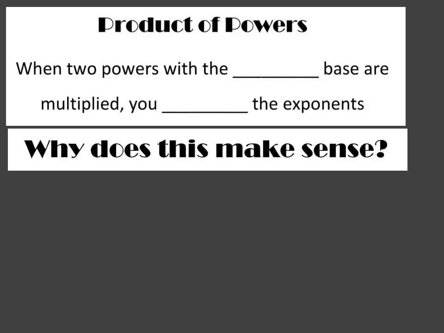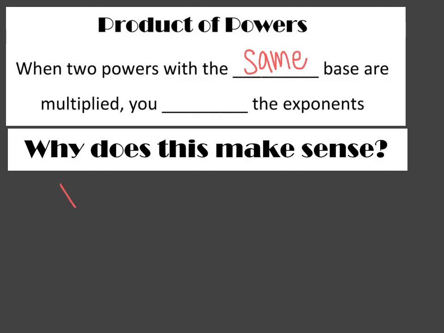There are two exponent properties that you are going to use the most, and this is one of them. We call this property product of powers. Now, the rule tells me that when two powers with the same base are multiplied.